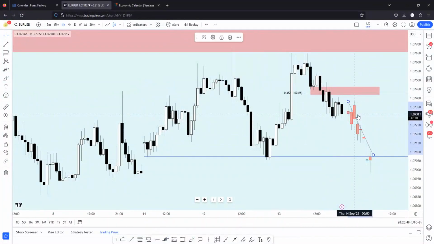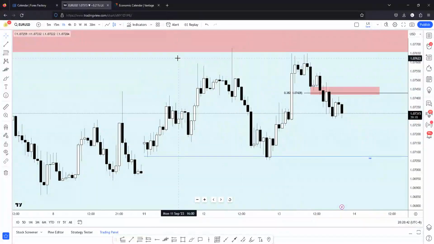Now let's take a look at gold. And if there are any other chart requests as well, just feel free to type them under the questions chat.